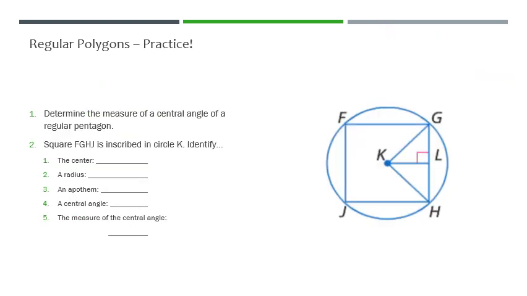So I would recommend sketching out this diagram we have on the right and pausing to answer the 2 questions below. I'll give you a moment. Okay, so let's go over this. Our first question says to determine the measure of a central angle of a regular pentagon. Oh, we were just looking at a regular pentagon.